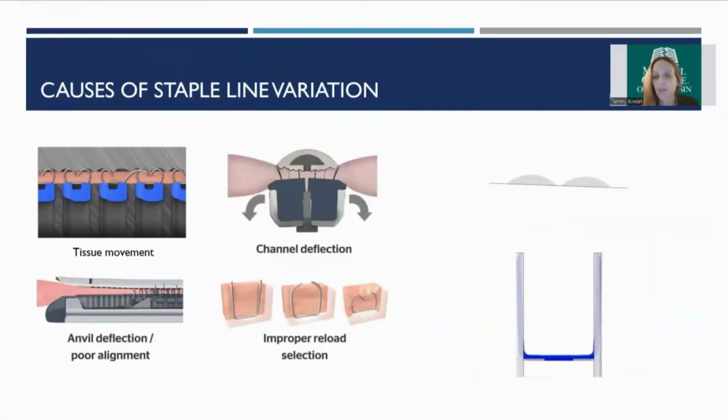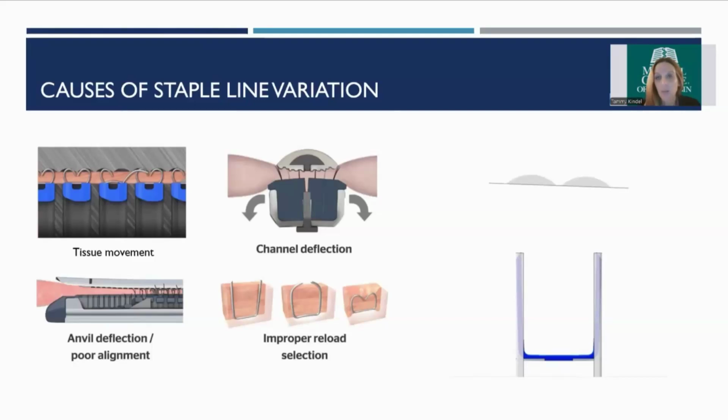What is the cause of why we can have challenges with the staple line, and what can we do in terms of technology advancements to try to improve this? The tissue needs to be stable within the jaws of the stapling device as the blade moves forward. And this can get malpositioned when we have inappropriate selection of stapling height to the tissue thickness.